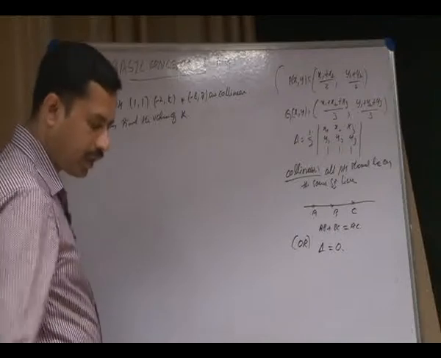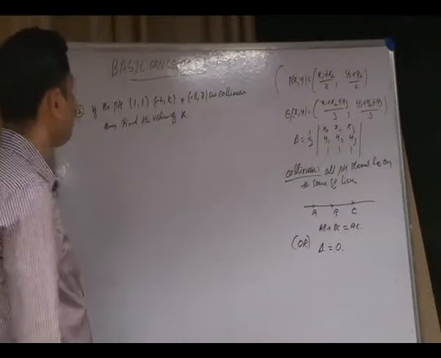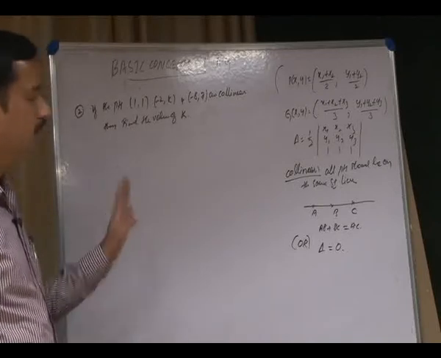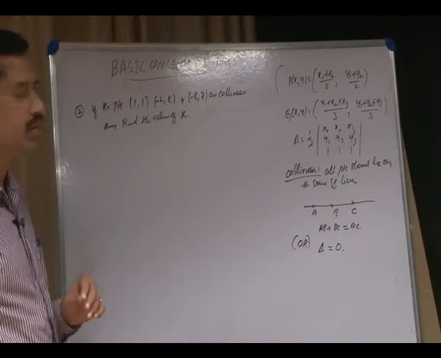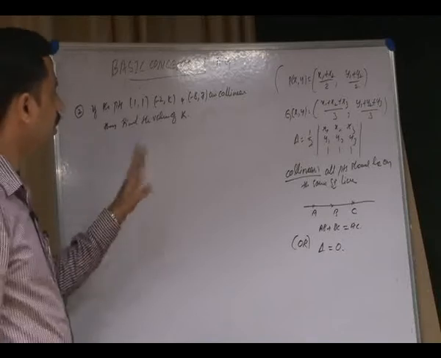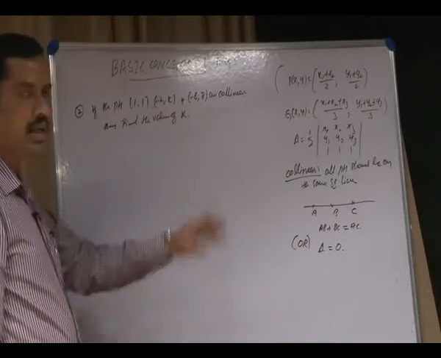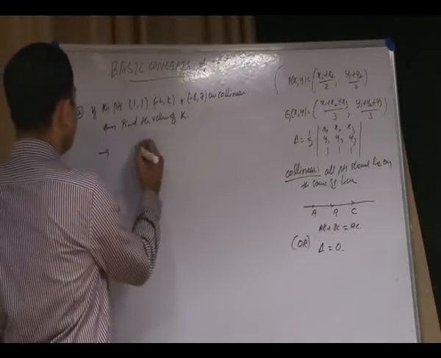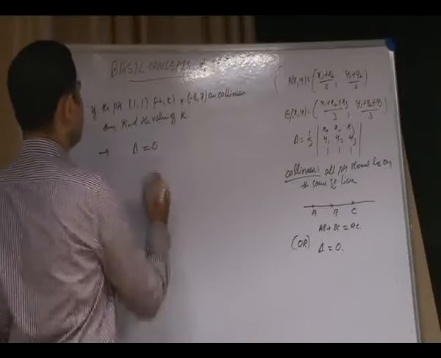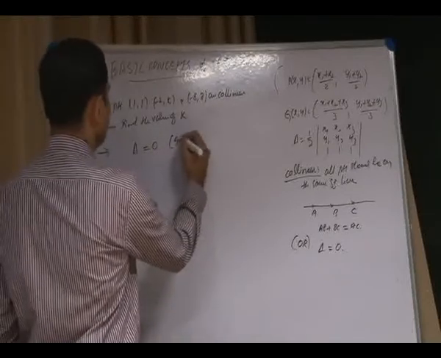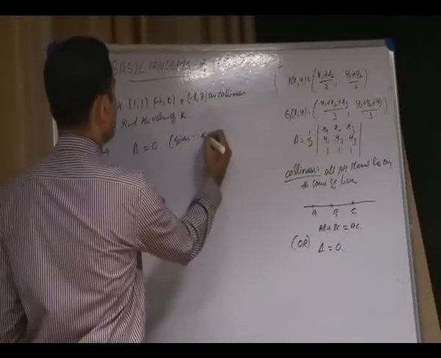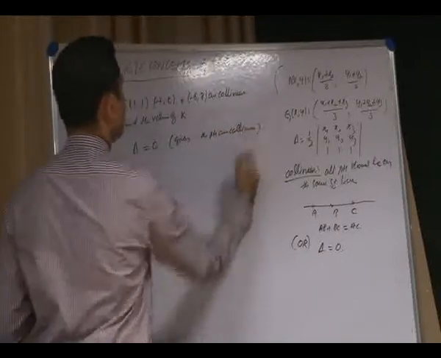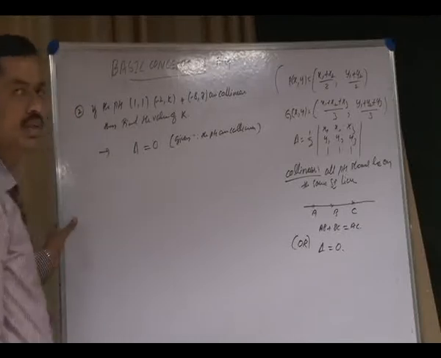So, we have to calculate the value of k. Given that the points are collinear. Points are collinear means all the points should lie on the same straight line. So when points are collinear, the area of the triangle will be 0. So we directly consider that the area of a triangle delta is equal to 0, since the points are collinear.